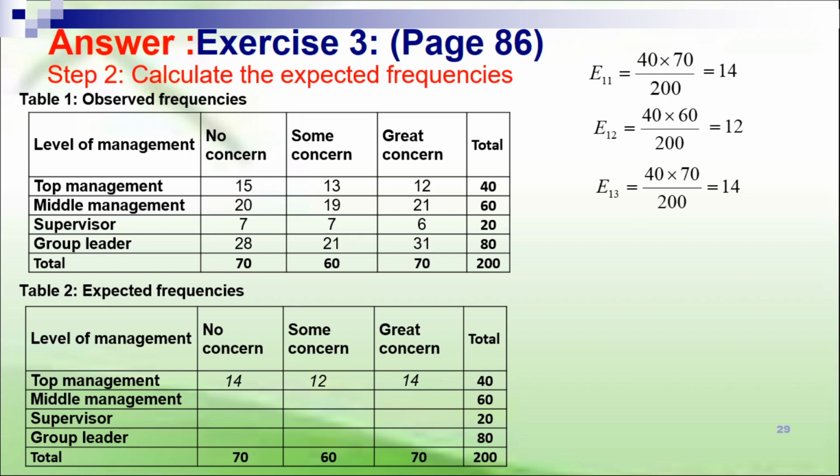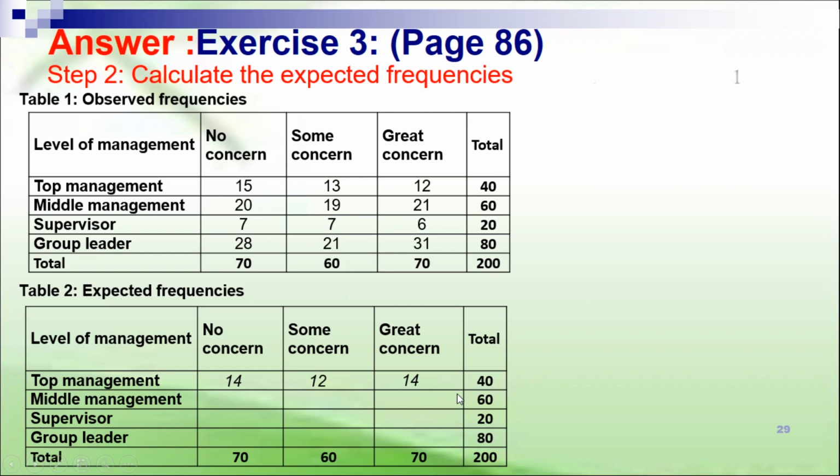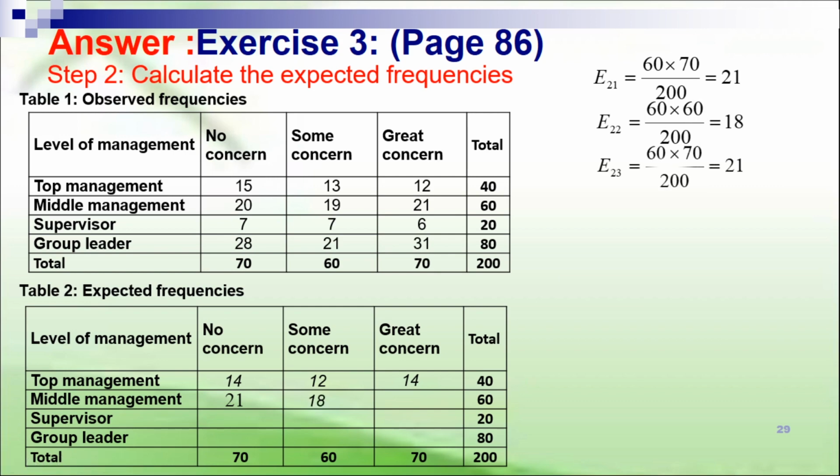Likewise, calculate the expected frequencies belonging to the second row. E21: take the product of the second row total and first column total. 60 into 70 divided by 200, that is equal to 21. E22: get the product of the second row total and second column total. 60 into 60 divided by 200, that is equal to 18. E23: second row total into third column, 60 into 70 divided by 200, that is equal to 21.